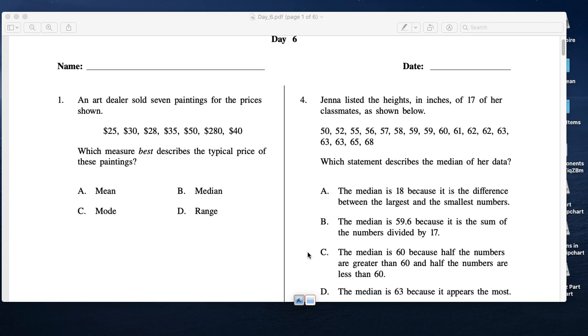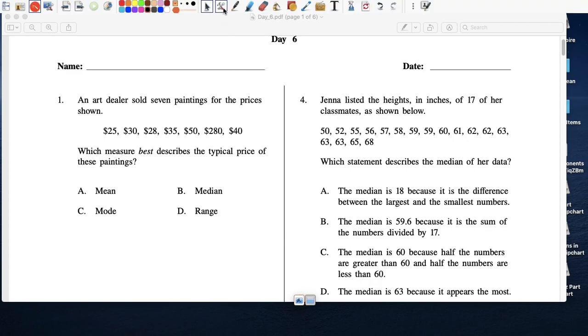An art dealer sold 7 paintings for the prices shown below. Which measure best describes the typical price of these paintings? So again, if you wanted to find the average price of these paintings, you would not use the mean. Why? Because if you actually did the mean, add them all up and divide by 7, that 280 is going to make the average price go much higher and not really represent the real average price. So in this case, you would do the median. Put them in order and find the number in the middle. That would be the best way to describe the center.